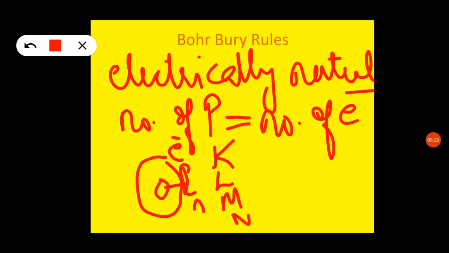The number of electrons in each shell is determined by the Bohr-Bury rule. How many electrons are distributed in each shell is determined by the Bohr-Bury rules, that is by 2n square. There is a set of rules which you have to follow about how the electrons are distributed in different shells.